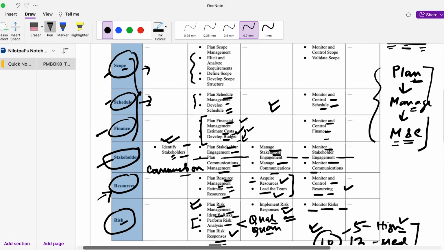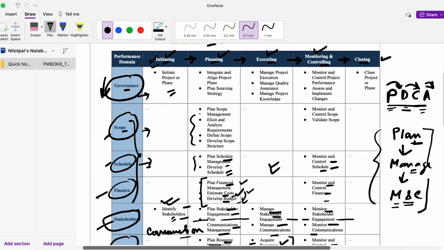Okay, hopefully we have covered risk, and now let's move on to scope. Scope is also quite intuitive and follows a very strong logic. Firstly, the plan step, which we learned here, stays the same, so you plan scope management. Next, you understand what needs to be delivered, right? In the previous PMBOK editions, this was called collect requirements. Here in PMBOK 8th edition, it says elicit and analyze requirements, but it's the same. So you plan your scope management, then you collect the requirements, and then you define the scope and develop the scope structure. This is basically where you create your WBS.